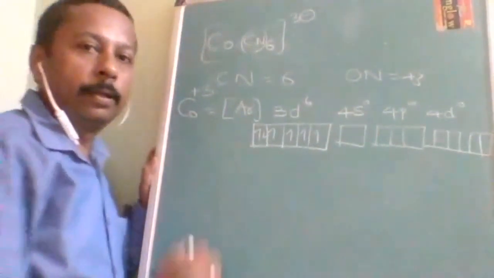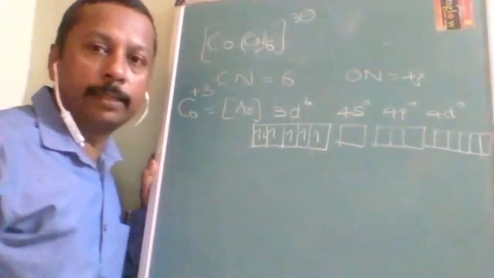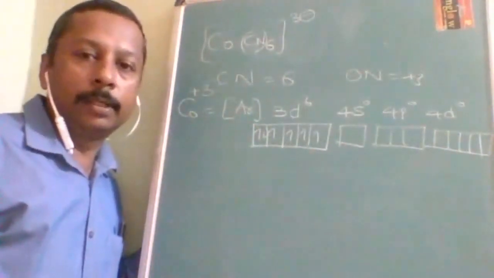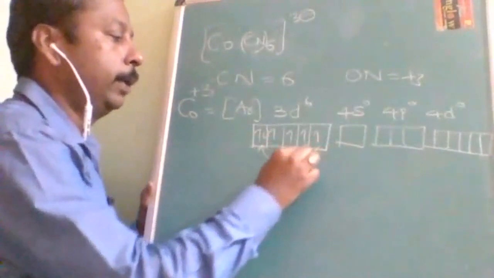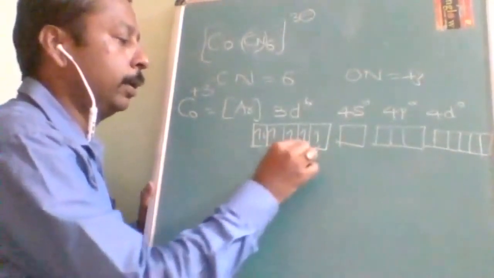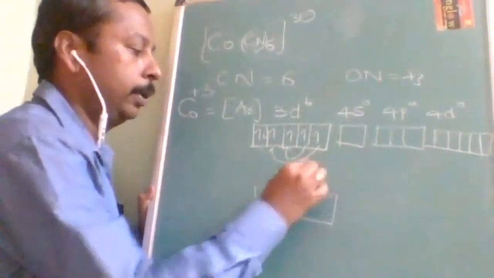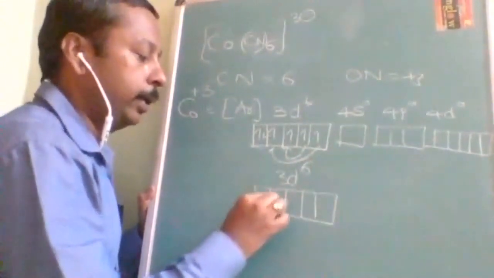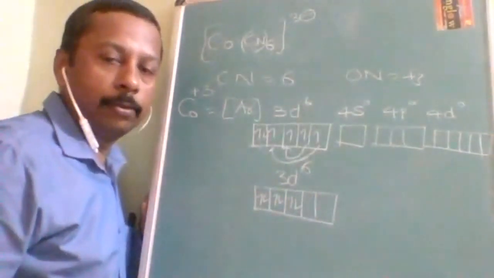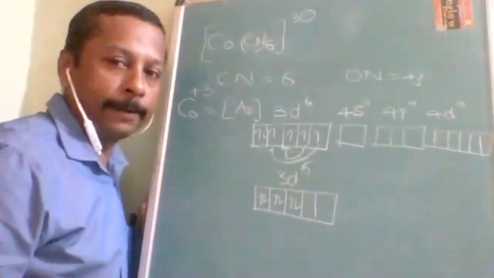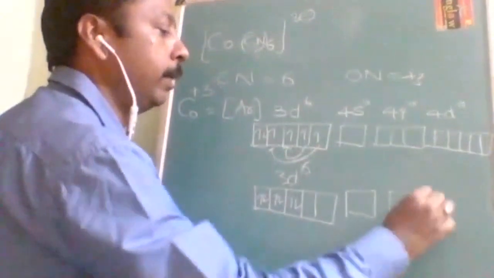Okay, students, see here. We are still at coordination number 6, but I have replaced chlorine minus with CN minus. Now CN minus is a strong field ligand, so pairing will take place from here to here and from here to here. So 3d6 is going to be the same, but the magnetic nature has changed a lot. Earlier it used to be paramagnetic, but now it is diamagnetic.